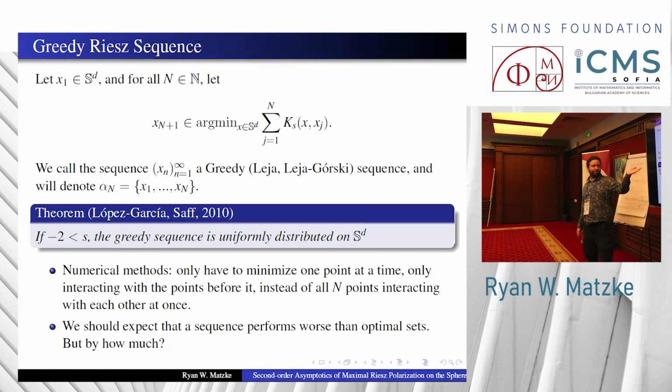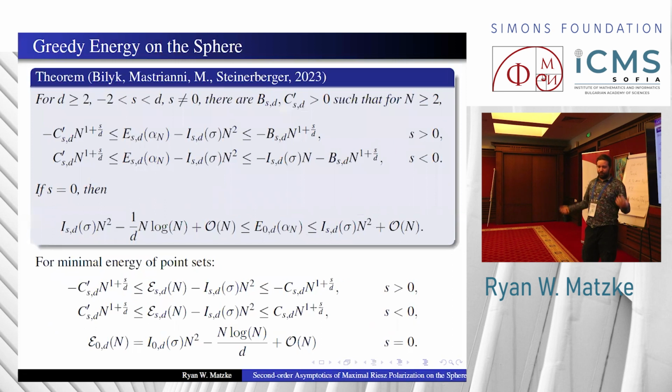One result by Lopez Garcia and Saff shows that if s is greater than -2, any such greedy sequence is uniformly distributed. My collaborators and I were able to find some bounds on second-order asymptotics of these greedy sequences. I'm not going to get into everything, but something very fun is that in the case where s is positive, the singular case, we were able to find that the greedy sequences have exactly the second-order asymptotics, at least in terms of order, that you would want.